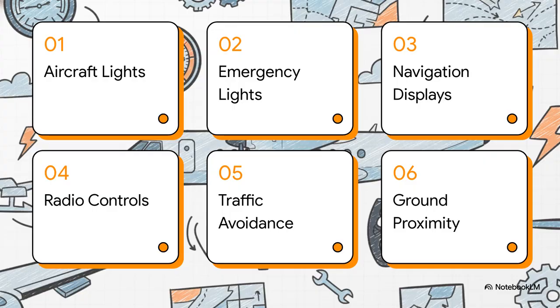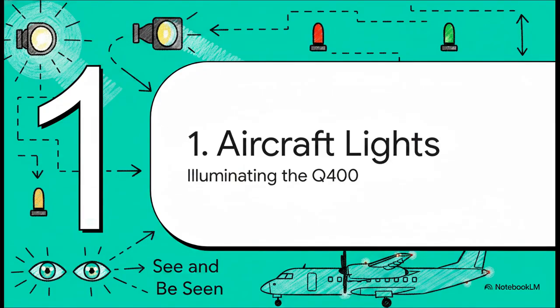Let's get to it. Section 1. Aircraft lighting systems, illuminating the Q400. We're kicking off our tour on the outside of the aircraft. We have to check the systems that guarantee absolute visibility and safety, both on the runway and up in the air. The absolutely crucial point here, and your memory aid for this section, is simply: see and be seen. That is the dual, non-negotiable purpose of all exterior aircraft lighting.